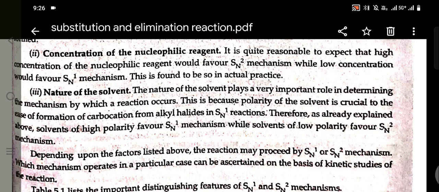Which mechanism operates in a particular case can be ascertained on the basis of the kinetic study of the reaction.